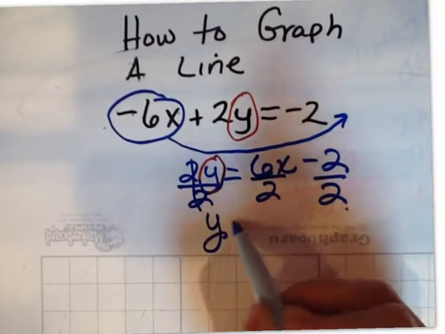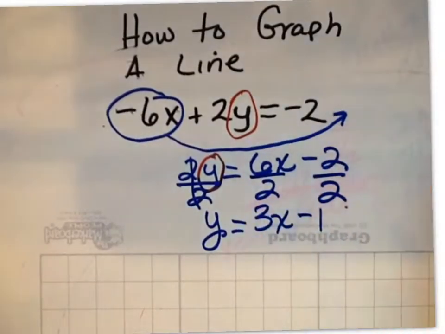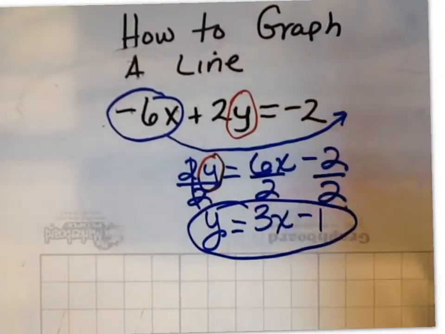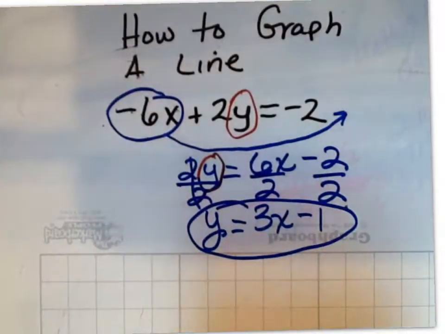So once I've done that, my 2's cancel out. I'm left with y equals 3x, 2 divided by 2 is 1, 3x minus 1. So that's my equation in slope-intercept form. And now once it's in slope-intercept form, I can put it on my calculator.